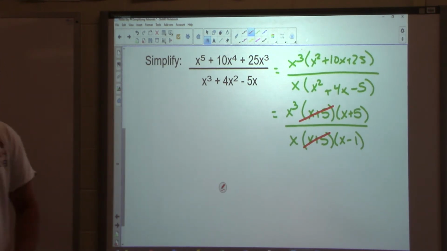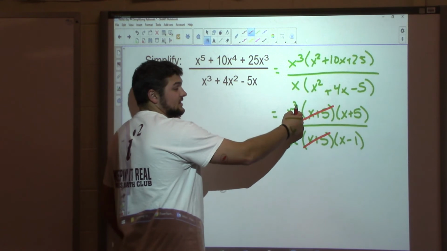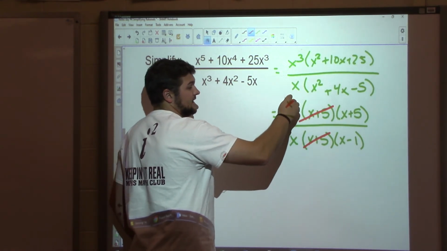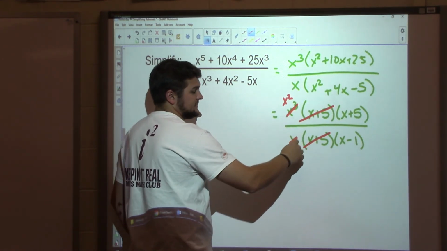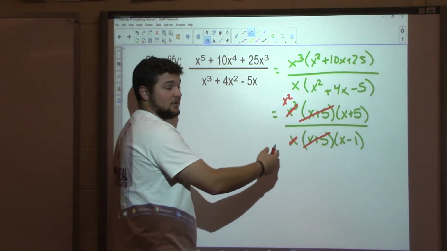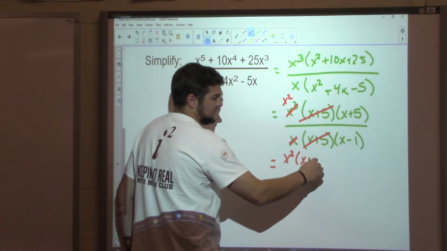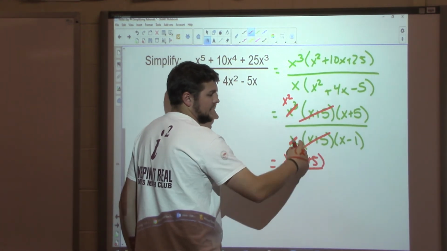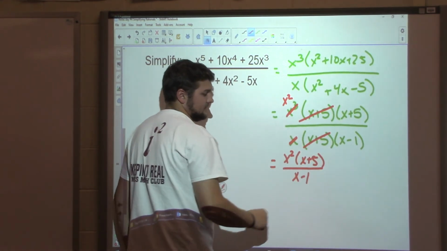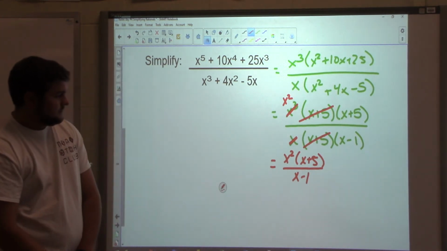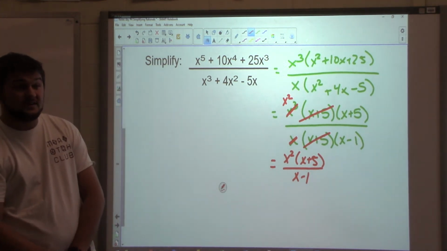I have an x out front, right? Out here, I still have multiplication, so I can take an x out of here, I get x squared. I take an x out of here, and it cancels out. It leaves me a 1. So on top, I'm left with x squared times x plus 5. On the bottom, I'm left with x minus 1. Is there anything else I can simplify there?